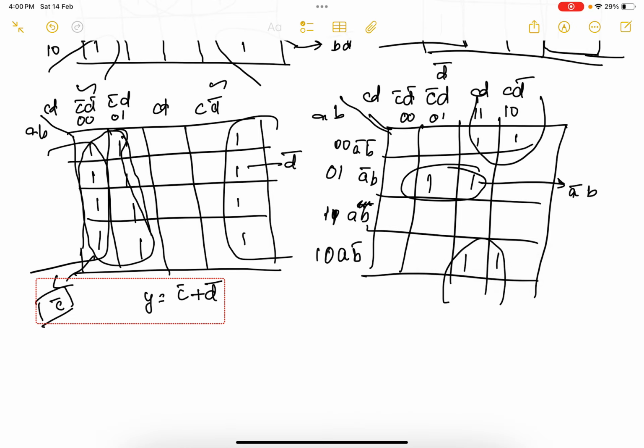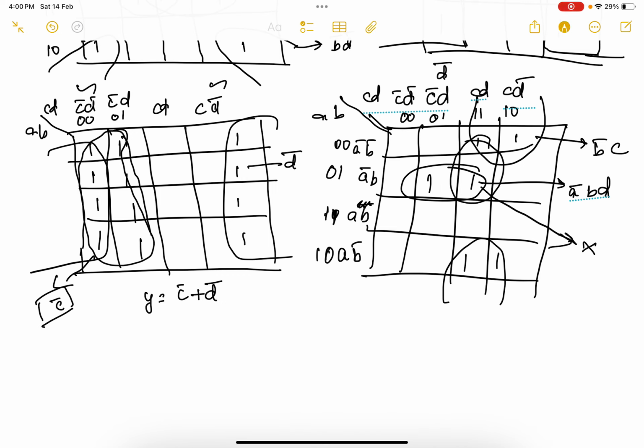Second and third one, the common term is D. So for this quad, the answer is what? First and last term, the common term will be B bar. For this, the common term is C. So this way we want to form the groups. Ensure that we should not form a pair like this.